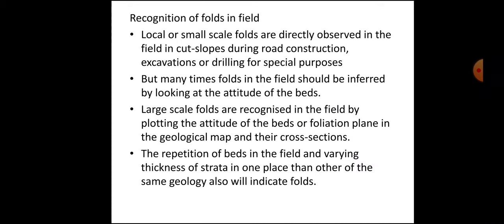Recognition of faults in the field. Local or small scale faults are directly observed in the field in cut slopes during road construction, excavations, or drilling for special purposes. But many times a fault in the field will be inferred by looking at the attitude of the beds. Large scale faults are recognized in the field by plotting the attitude of the beds or foliation plane in the geological map and their cross section. The repetition of beds in the field and varying thickness of strata in one place, then the order of the same geology also will indicate faults.